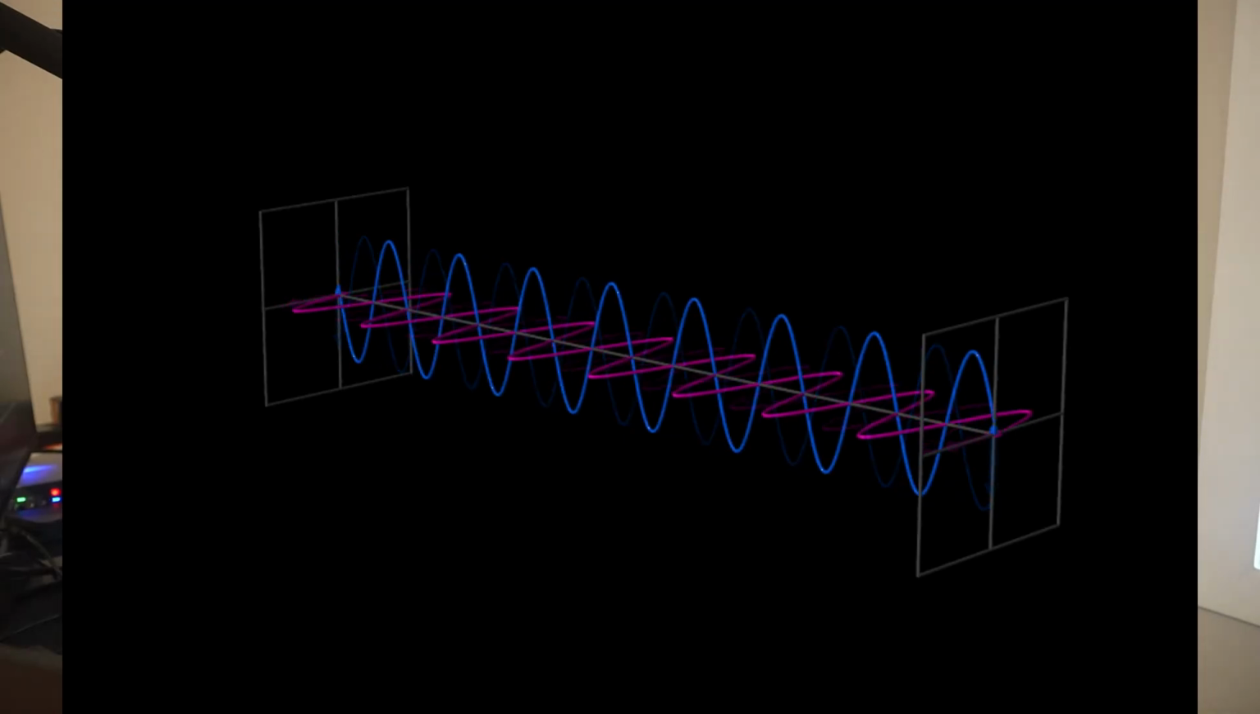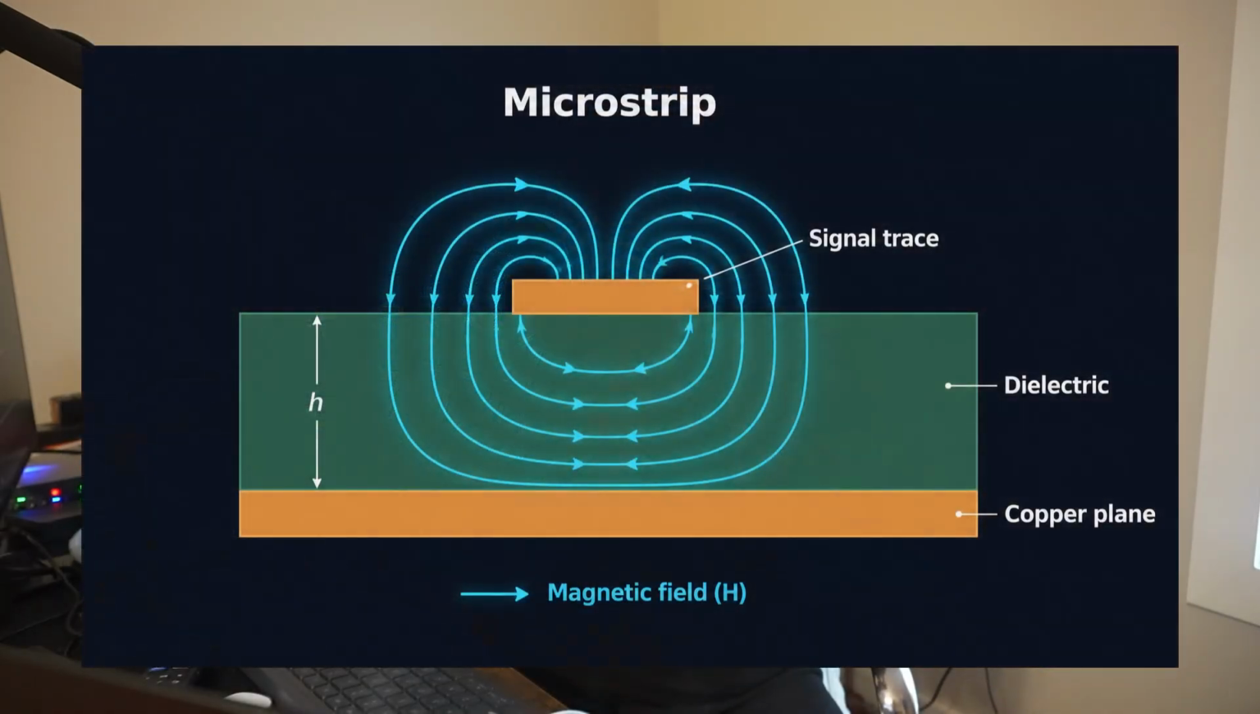The real engineering challenge is controlling the invisible electromagnetic fields and waves surrounding that copper that are going through the air and the dielectric. Once you understand that, modern electronics start making a lot more sense.